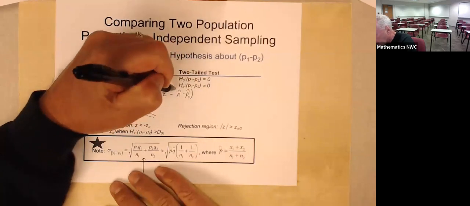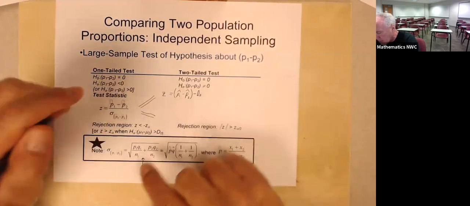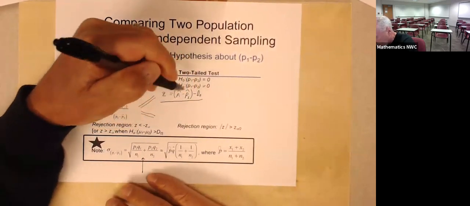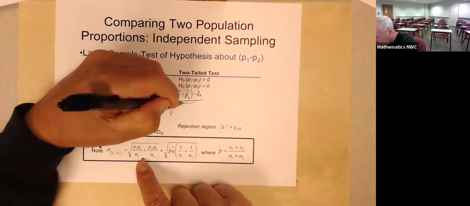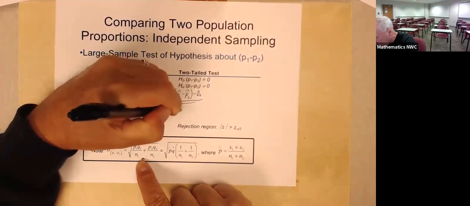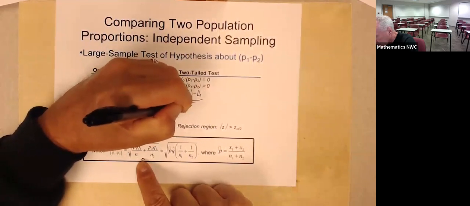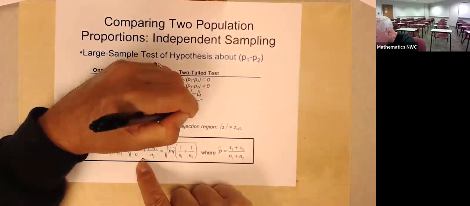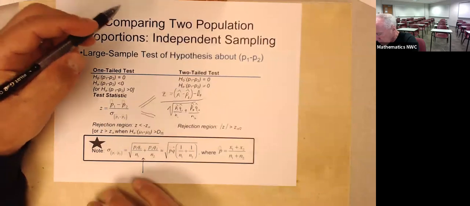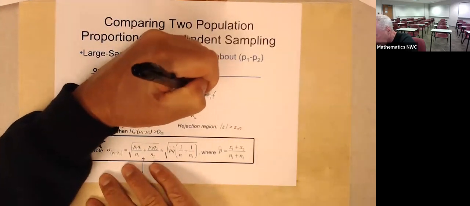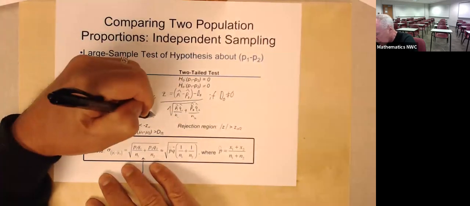So then I have this difference minus the hypothesized difference, because it's not going to be 0, divided by this one right here. P1 Q1 over N1 plus P2 Q2 over N2 with our priorities for that one. This is if this hypothesized difference is not set equal to 0.